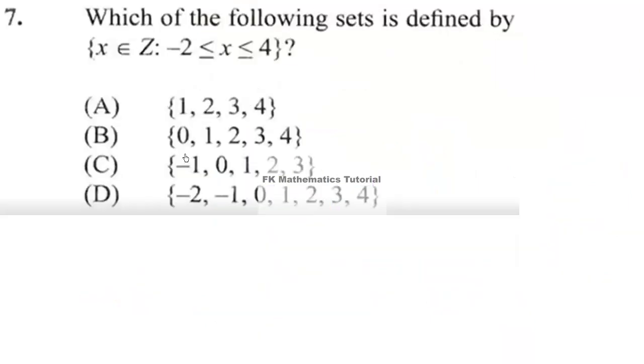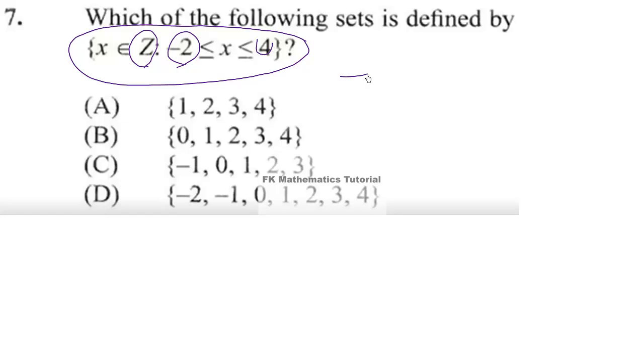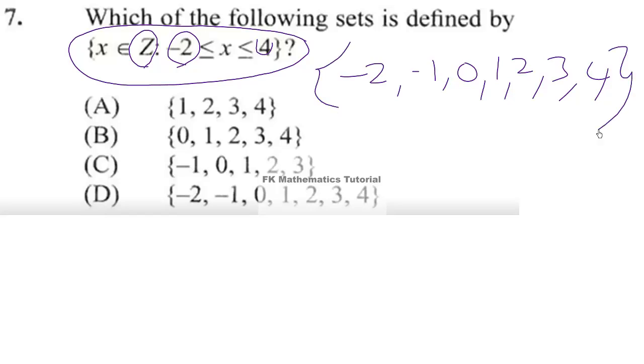Which of the following sets is defined by this definition here? So this means the set of integers. So x is an integer between -2 and +4, inclusive. So we start counting from -2, all integers that are there. So -2, then the next one should be -1, then 0, 1, 2, 3, 4, inclusive. So both the -2 and 4 are included. So the correct answer is option D.